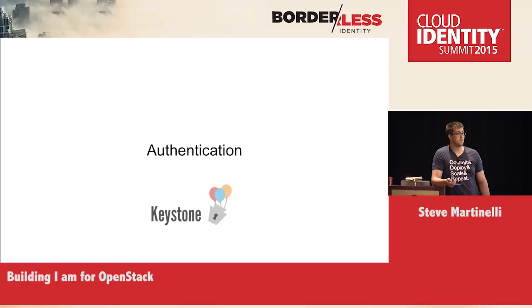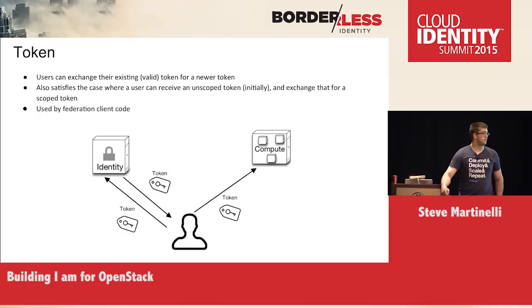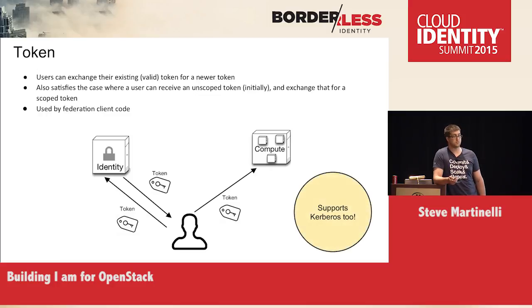So how can users actually authenticate? Again, this is what I was talking about just a few seconds ago. You're passing your password to the identity service, and in return, you're getting back a token. Then you go ahead and use that token with the other services whenever you make an API call. Also, tokens do expire, so you can always include a token in an authentication request to just refresh it and get a new token. And we also support Kerberos too.